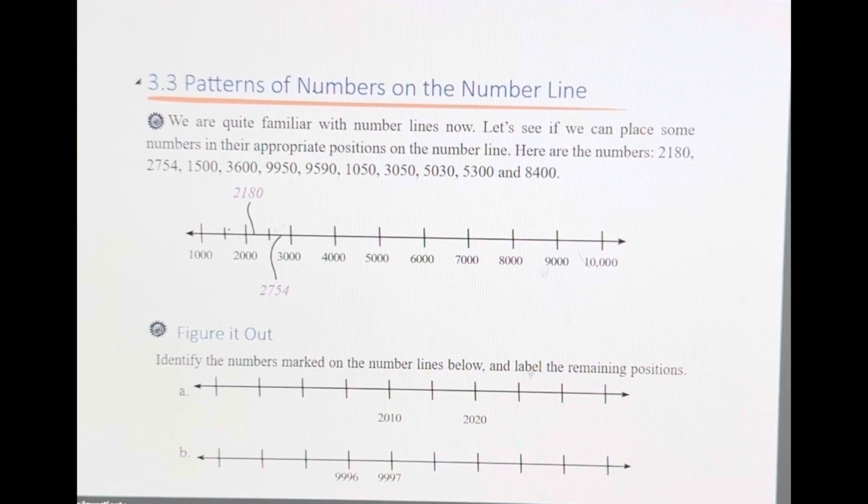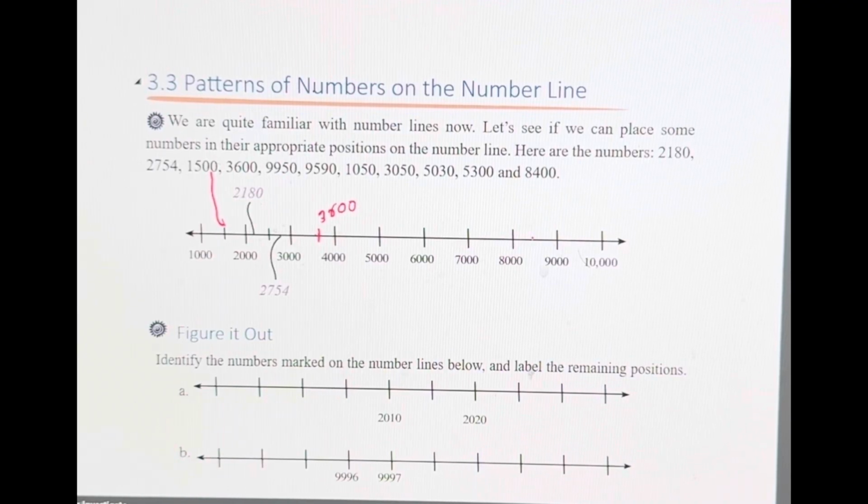So if we see 1500, now 1500 is exactly between 1000 and 2000. So this will be the position. Okay, 1500. Now 3600. If we take this as the center, then 3600 will be a little after the center. So here we can write 3600.